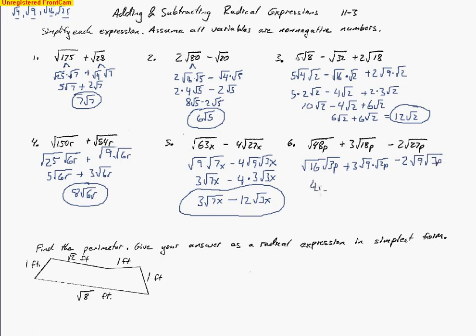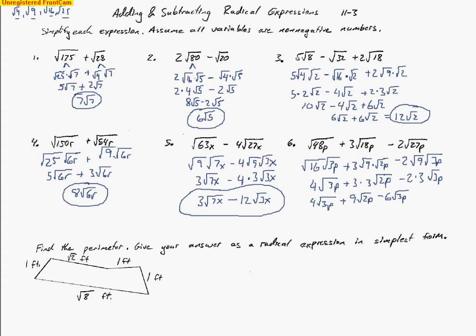We get 4 square roots of 3p, plus 3 times 3 square roots of 2p, and then we have a minus 2 times 3 square roots of 3p. So we go ahead and multiply the numbers to simplify a little further. Got 4 square roots of 3p, plus 9 square roots of 2p. And then over here we got minus 6 square roots of 3p.